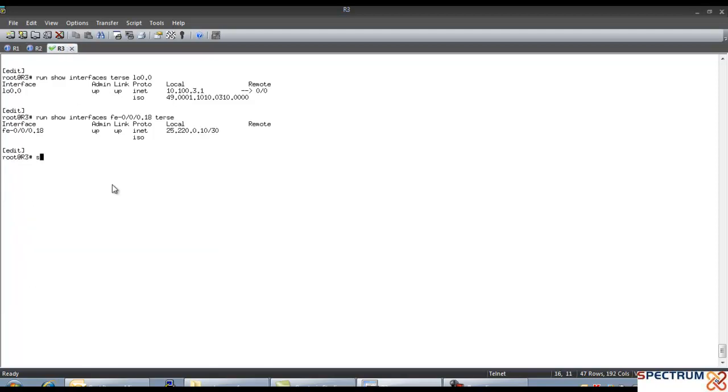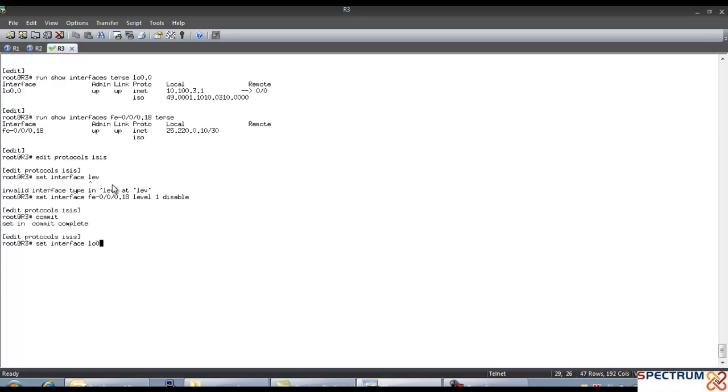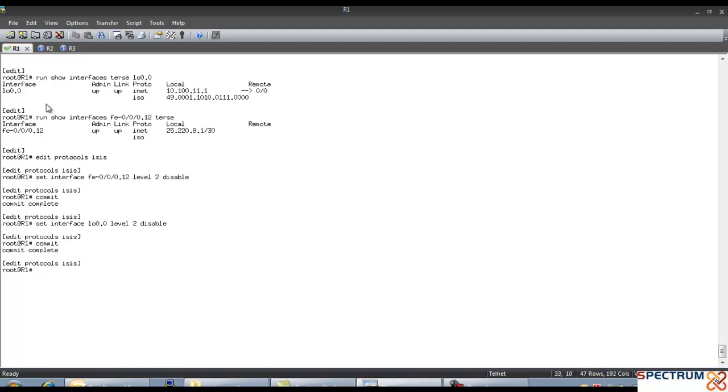Similar configuration we have to do on R3. We have to disable level 1 adjacency because R3 is currently forming level 2 adjacency with R2. And we have to enable the loopback interface also. After configuration, we have to observe whether the IS neighbors are adjacent or not.